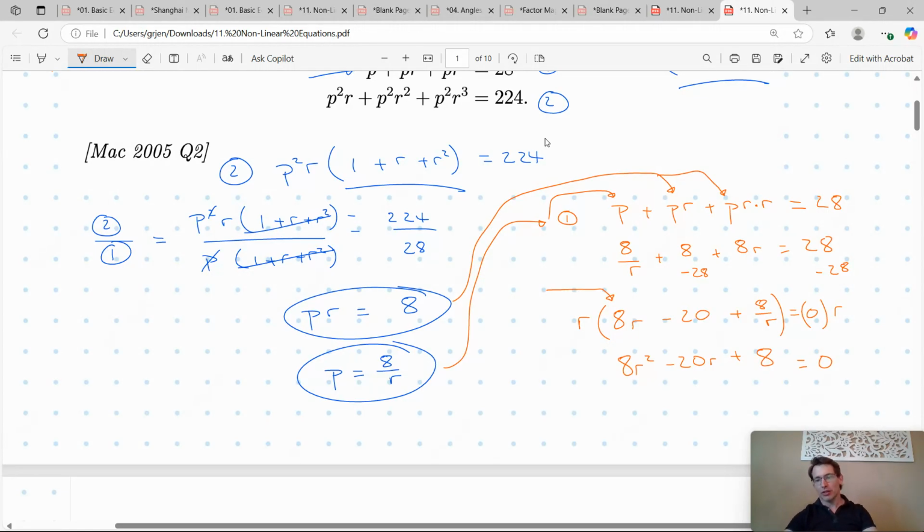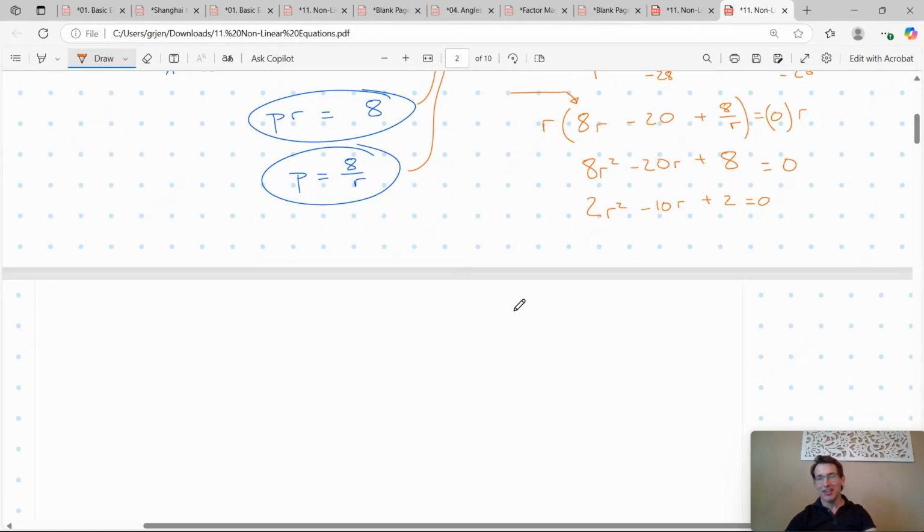Now let's factor this. Divide both sides by 4, so we get 2. 8 divided by 4 is 2. 2r squared minus 10r plus 2 equals 0. I did divide the other side by 4. Just want to point out. Okay, now let's divide by 4. Oh my goodness. Divide minus 20 by 4 is minus 5.